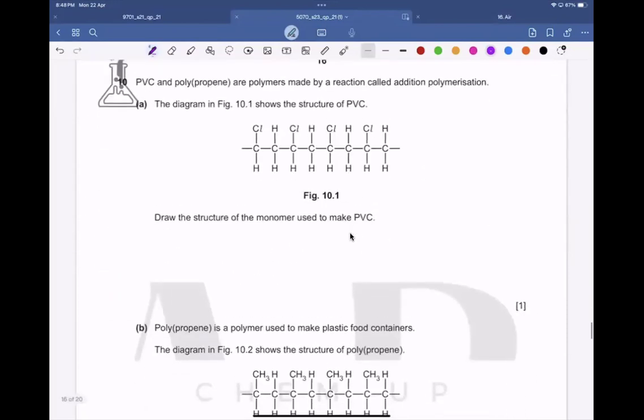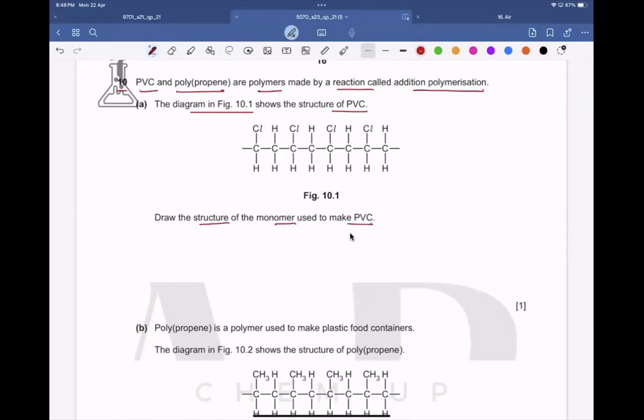Now, question number 10. PVC, polypropene, and polypropene are polymers made by the reaction called addition polymerization. The diagram in figure 10.1 shows the structure of PVC. Draw the structure of the monomer used to make PVC.